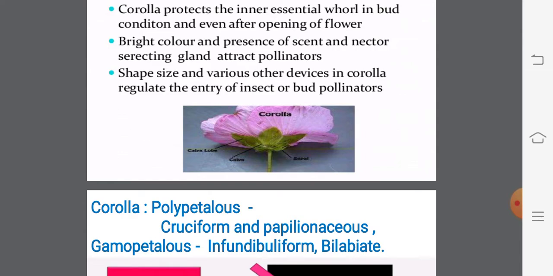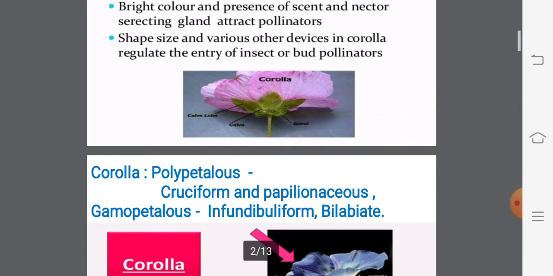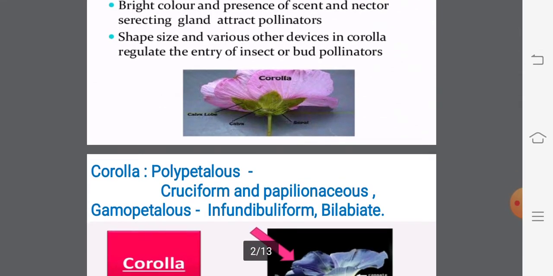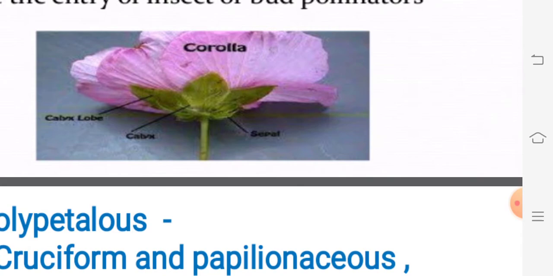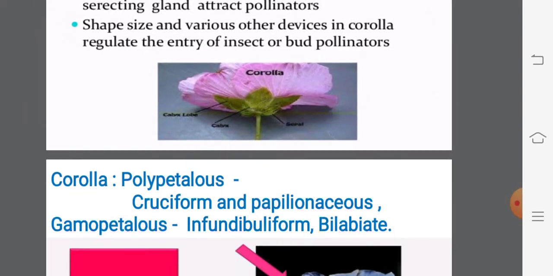Due to this, it helps in pollination. Pollination by insects is called zoophilous, and by wind it is called anemophilous. Then different shapes and sizes are found in different flowers. Here are some good photographs of these flowers showing the position of the calyx and corolla.